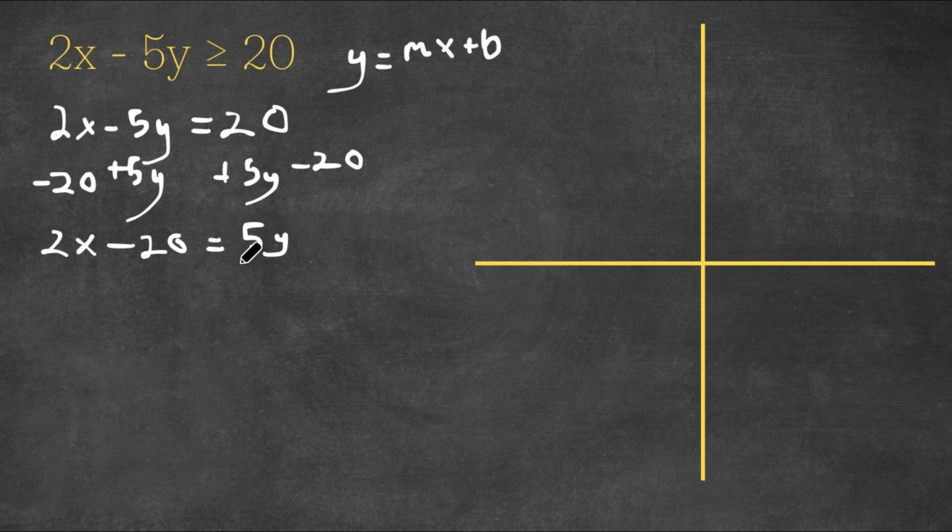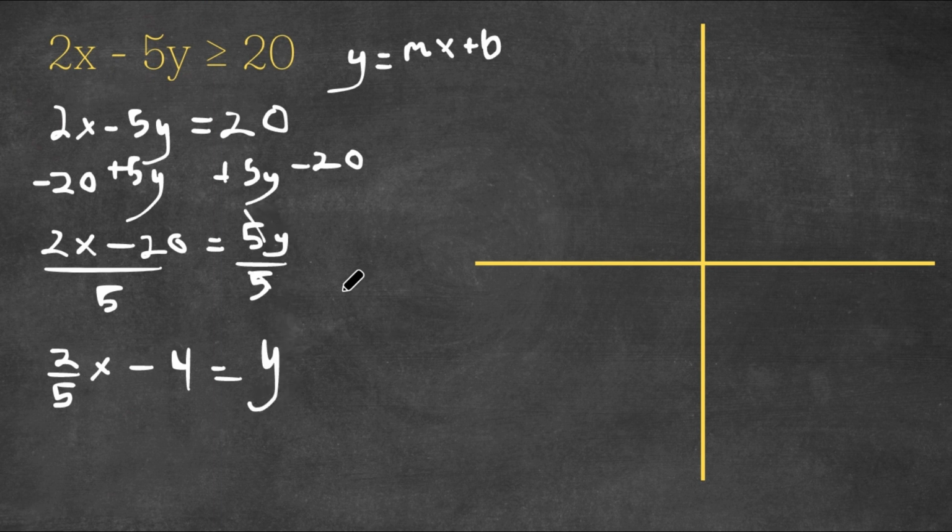Now we want to isolate y, so I'm going to divide both sides by 5. So now I have 2 over 5x minus 20 divided by 5 is 4, is equal to, these two cancel out, so I simply have y on our right hand side. So now we have a simple equation in slope-intercept form to graph. So let's go ahead and graph this.